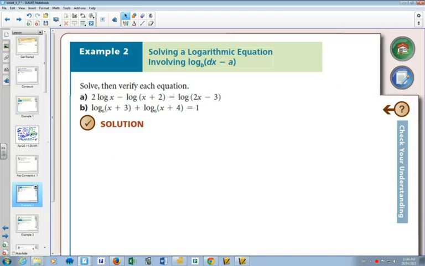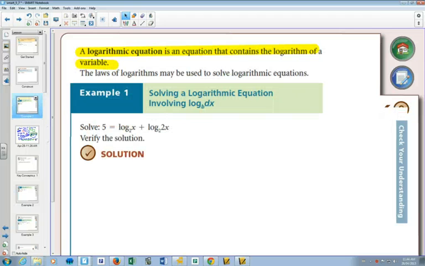Oh, I went too far. Example 1. There we go. Pull it off to the side.